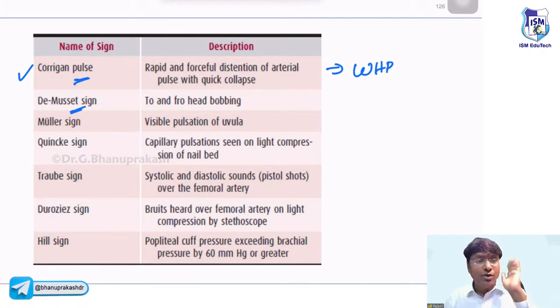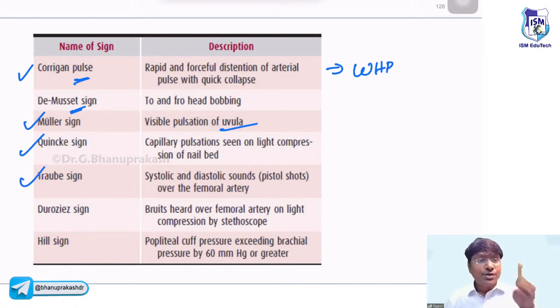Then is Muller sign. Muller sign is where you have the pulsations in the uvula with each cardiac cycle. Next is Quincke's sign. What is Quincke's sign? It is the pulsations that you observe within the nails with each cardiac cycle. Trop sign. What is Trop sign?